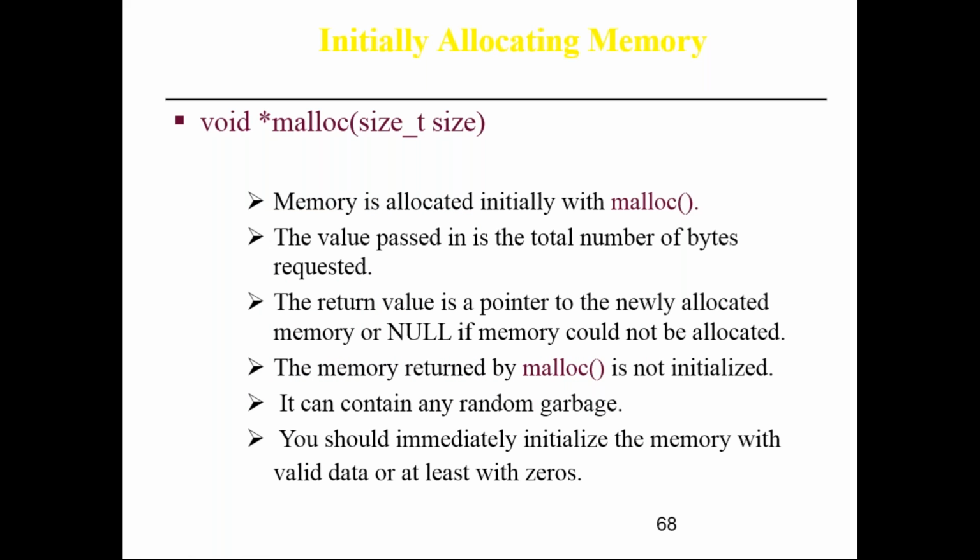Initializing, allocating memory using malloc and the size. The return value is a pointer to the newly allocated memory, or null. When you allocate, it will return the address, otherwise it returns null. That is why it's a void pointer. When the size is given and the function is called, this pointer will return the base address of your process, the base address where the memory is.